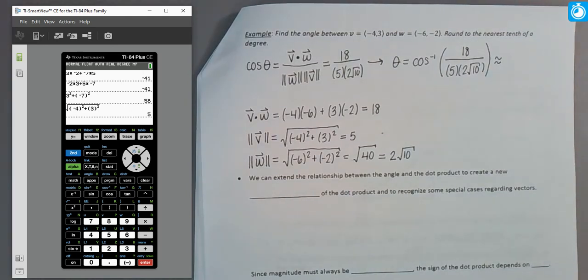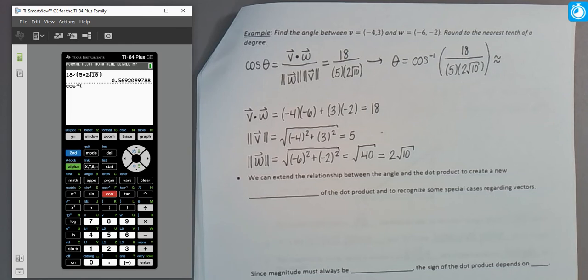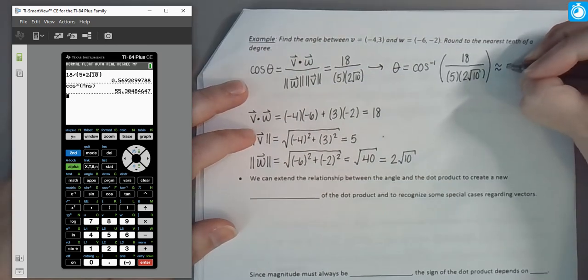Now, technically you can type this in one line if you're careful, but I would go one step at a time. Start with whatever's inside your inverse cosine. So we have 18 divided by 5 times 2 root 10. Okay, so that's all in the denominator. So that's going to be the whole expression inside the inverse cosine. So there's that. Now we're applying the inverse cosine to this number. So I'm going to copy it from the previous line with second and negative, the answer operation. And then that's going to give us our angle. So 55.3 degrees, roughly.